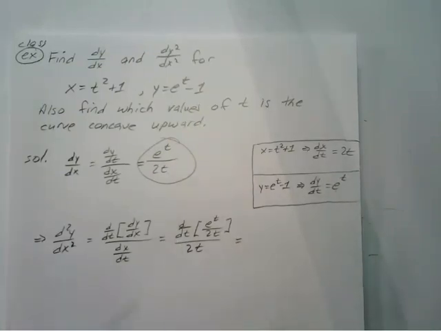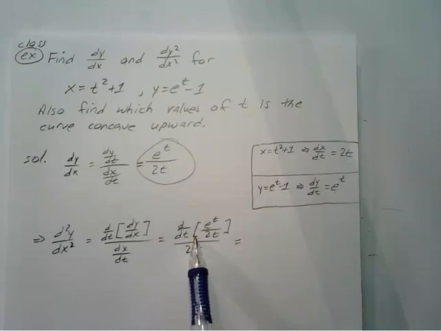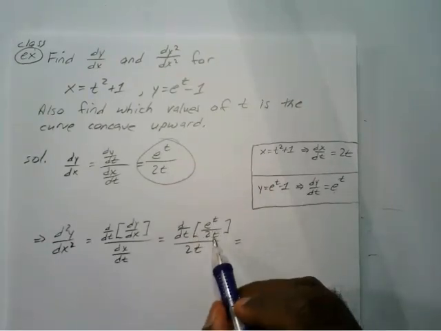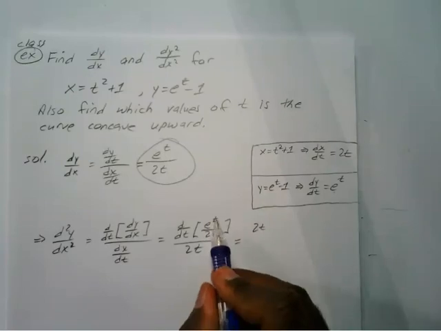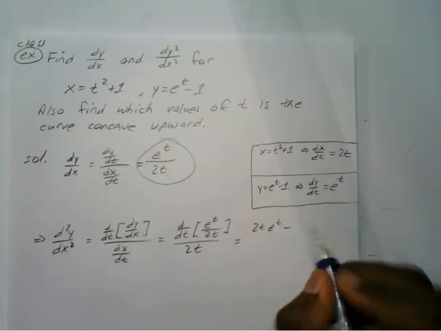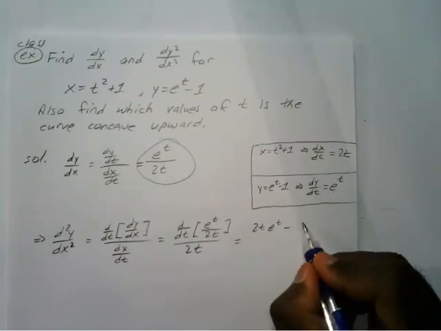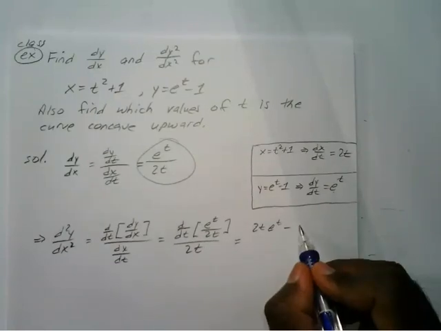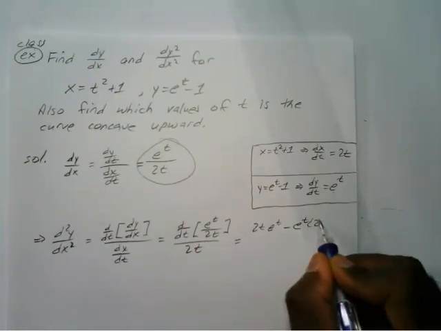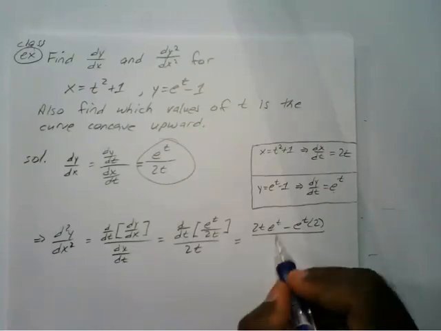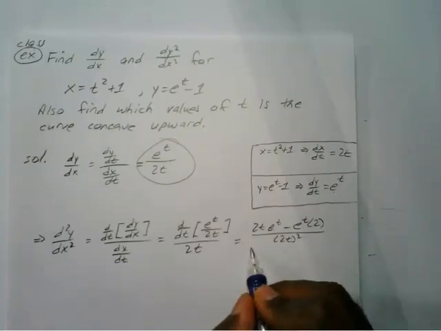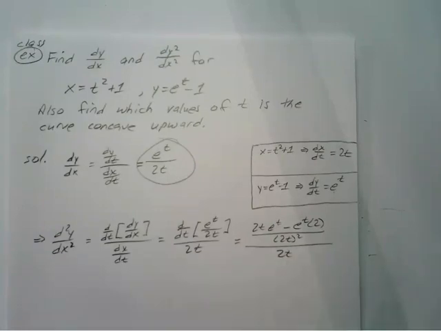Okay, so now for the numerator, we can use the quotient rule for derivatives. So you have the denominator times the derivative of the numerator minus the numerator times the derivative of the denominator, all over the denominator squared, and that's all over 2t. Don't forget that 2t because that's important.